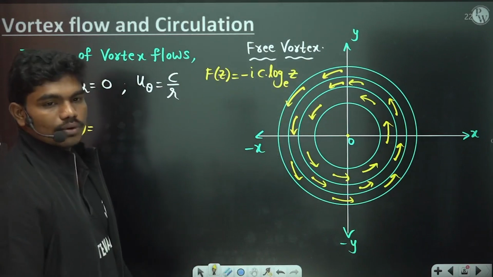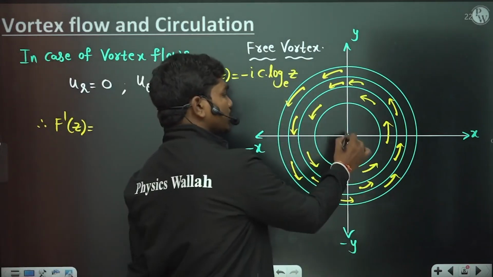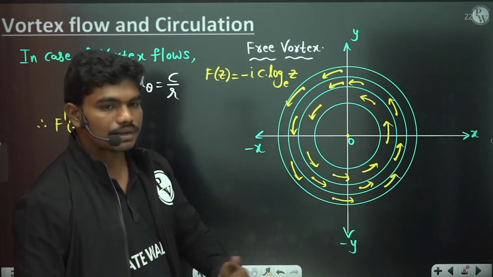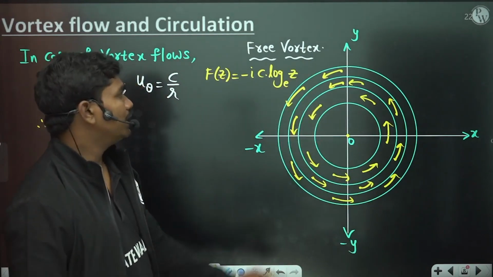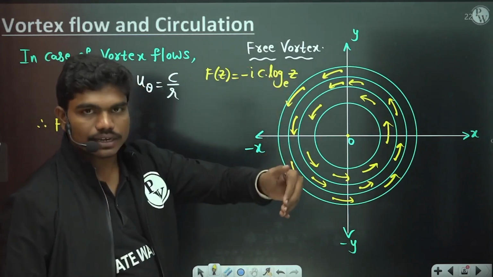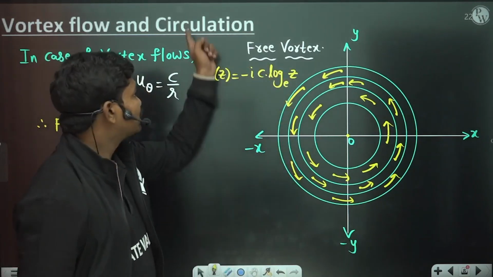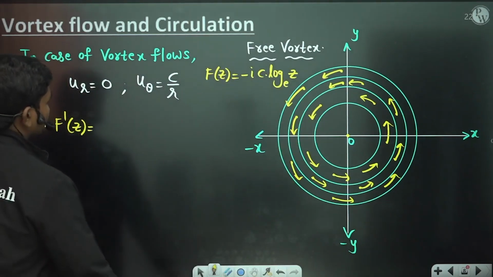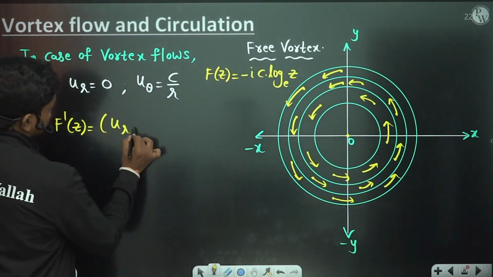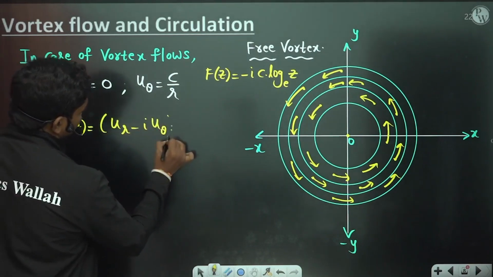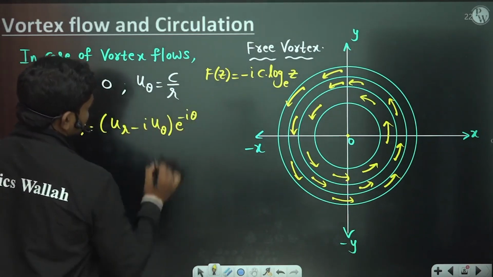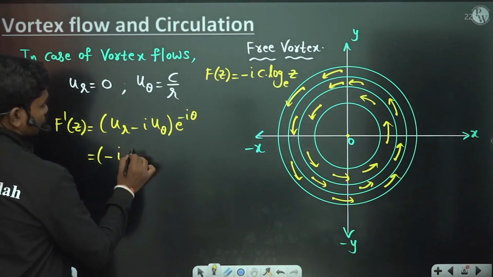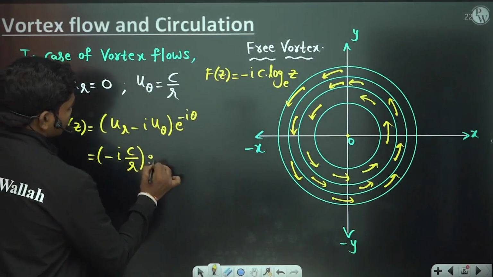Okay, so let us suppose the center of the vortex is at origin, for example. If the center of the vortex is at some other point, z minus z naught will come as usual, but let us suppose this is the case. What is the value of this constant? We will see shortly. We will define one more concept which is called circulation, then we will see what that constant is. So f dash of z is equal to u r minus i times u theta into e power minus i theta. Correct? So this is what you have. So what is u r? 0 minus i times c by r into e power minus i theta.